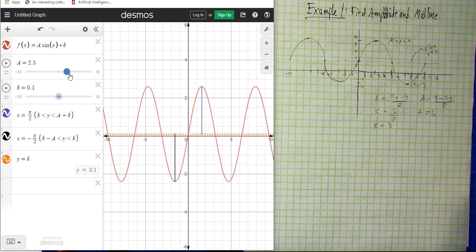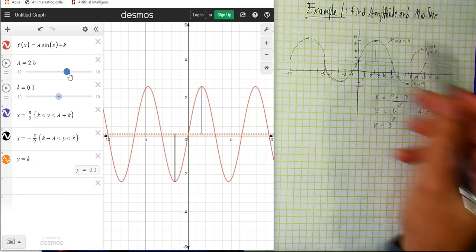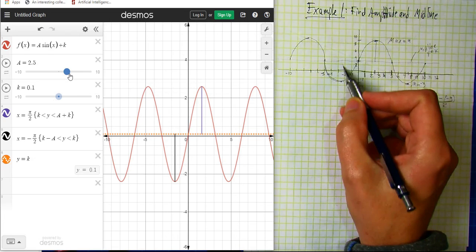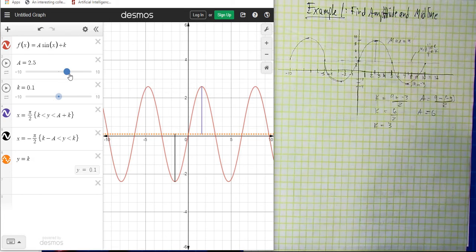But that's not terribly surprising because this distance here is the amplitude. When you go from 3 to 9, you get 6, or this here, if you go from 3 to negative 3, you also get 6.